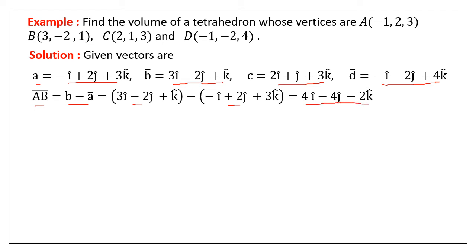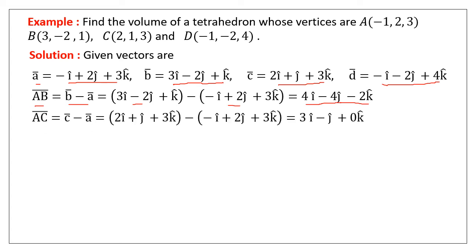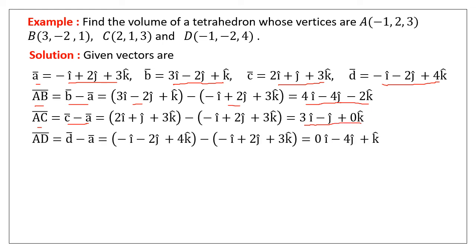You have to solve it and write down the answer. Similarly, AC bar equals C bar minus A bar. Write down C bar and A bar. After subtraction, we will get AC bar as 3I cap minus j cap plus 0k cap. And AD bar equals D bar minus A bar, gives us 0I cap minus 4j cap plus k cap.